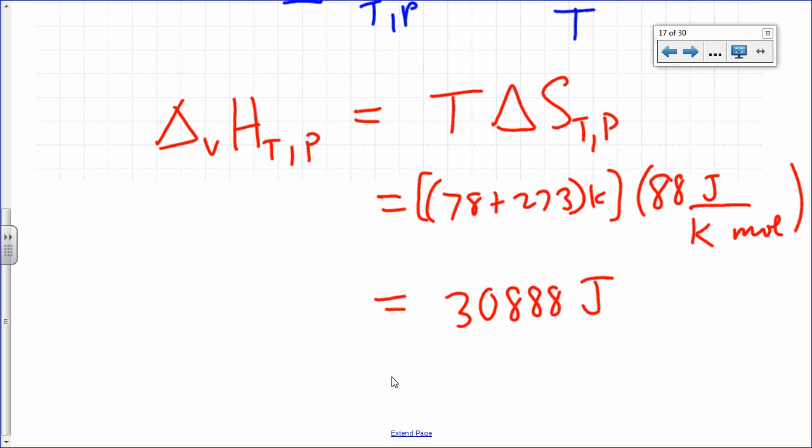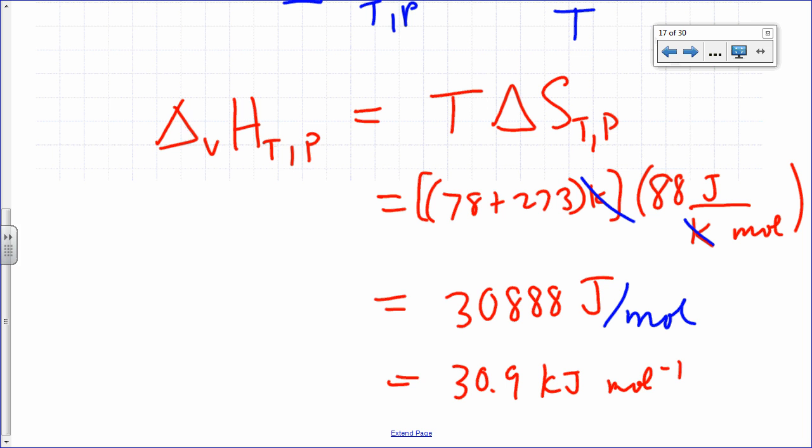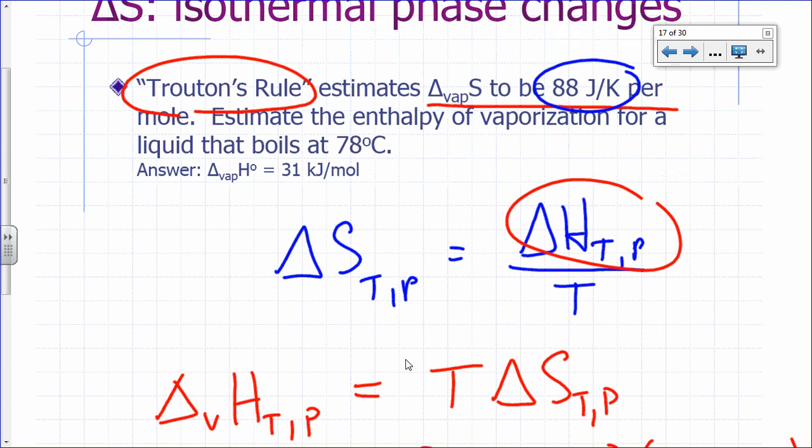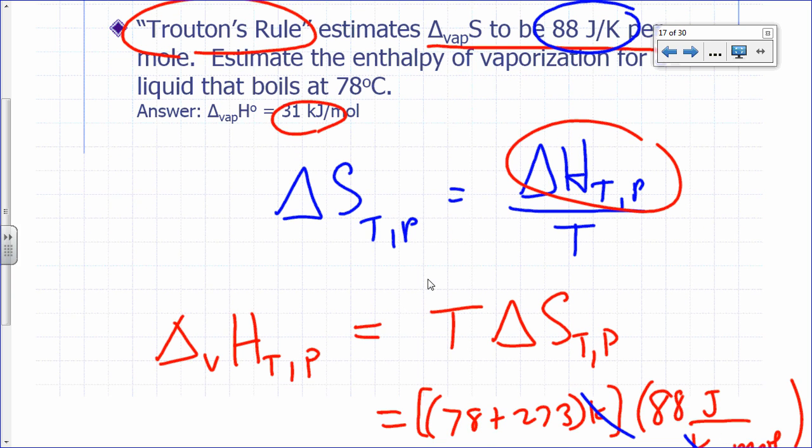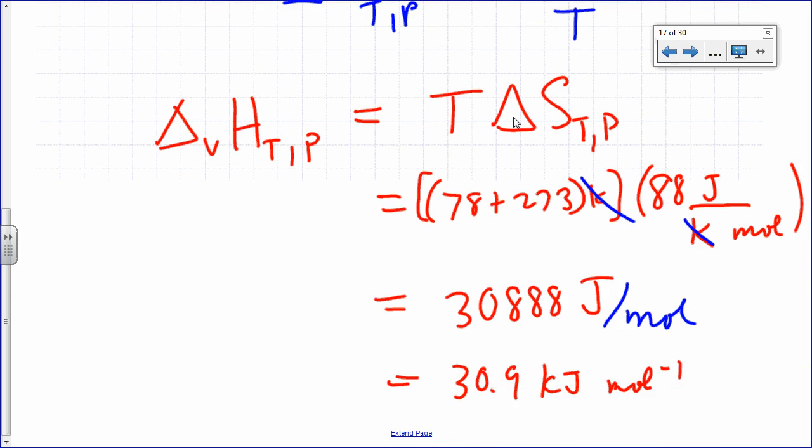30,888 joules. And so Kelvin cancels out, right? So that's just going to be joules per mole. So that's equal to 30.9 kilojoules per mole. Okay, so that would be 31 kilojoules per mole, since we only have two sig figs there. So it's 31 kilojoules per mole. All right.